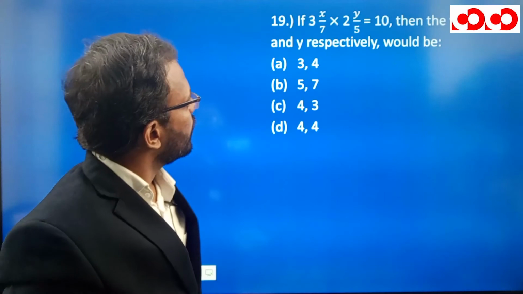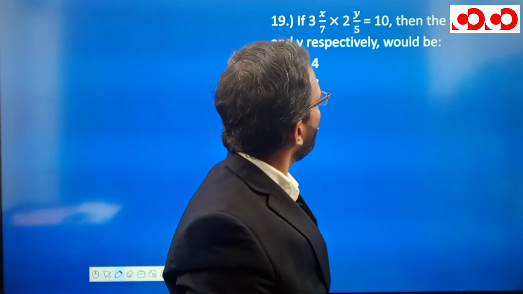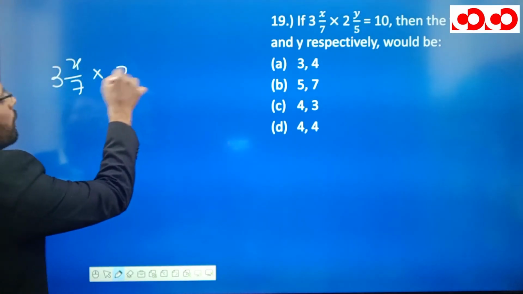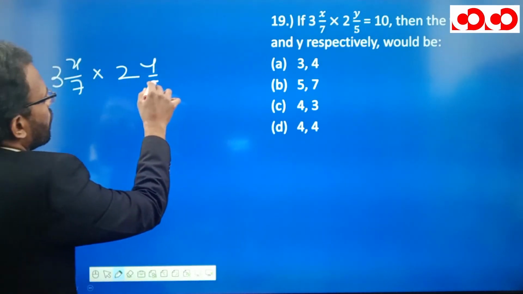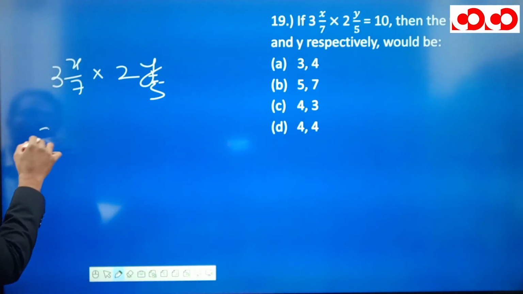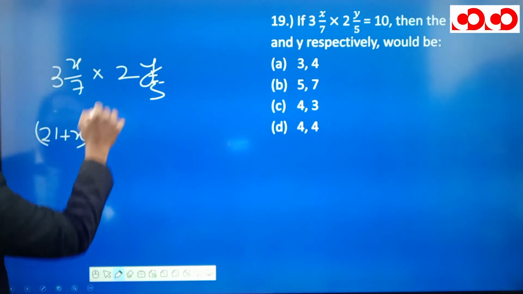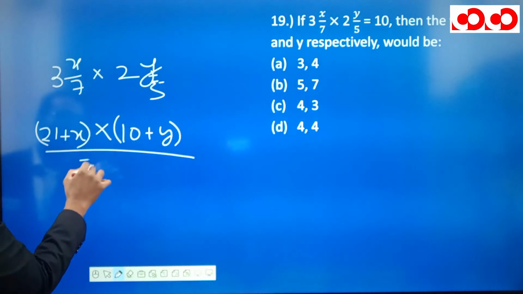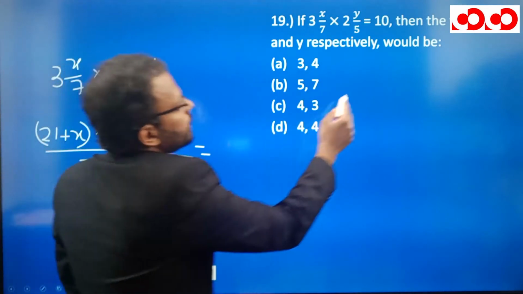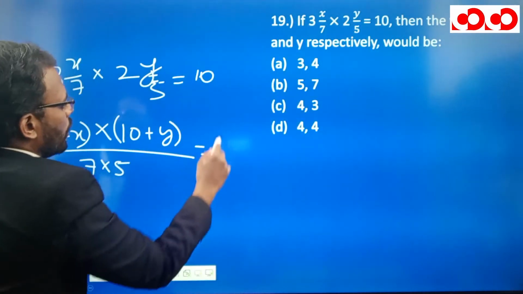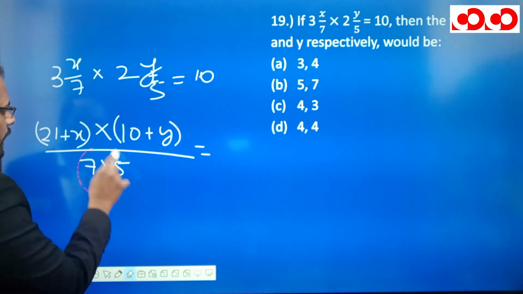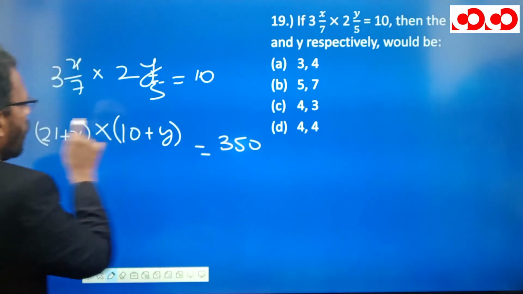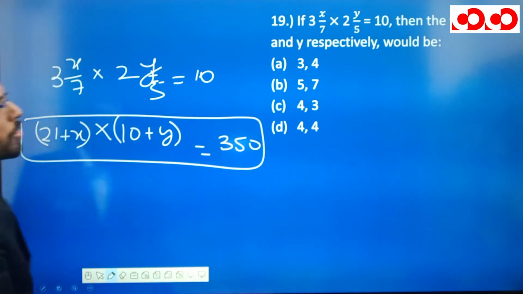Here is the next question. 3x by 7 multiplied by 2y by 5 is 10. What is the value of x and y? Right, we know that 3 7s are 21 times x, 5 2s are 10 times y, divided by 7 5s, which is 35, is equal to 10. So if I send this 7 and 5 over to the right hand side, we'll get 350. Now you can go through the options quickly and tell me which option is satisfying it.